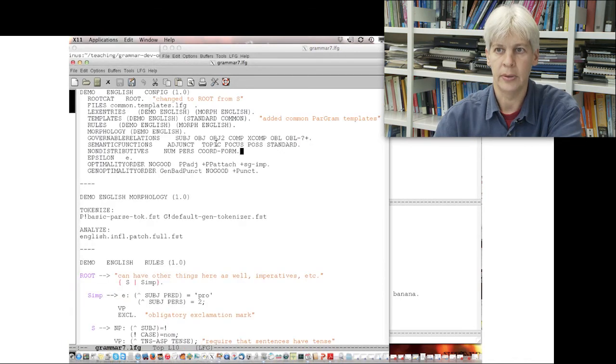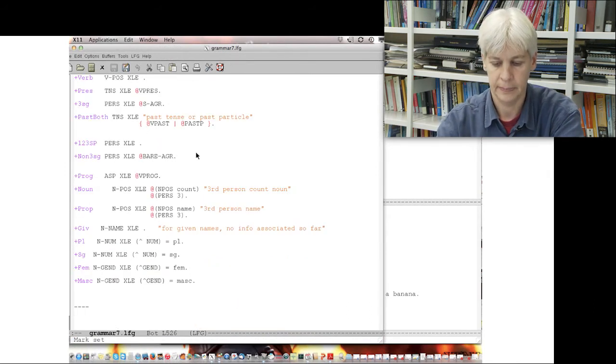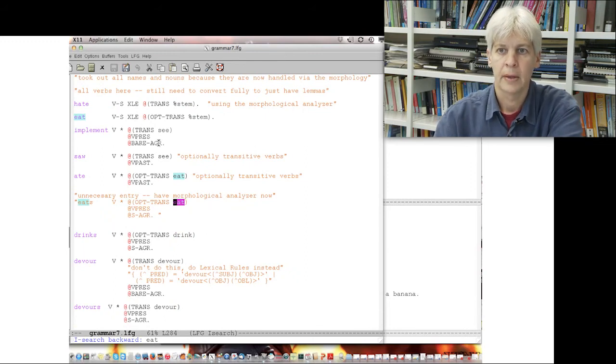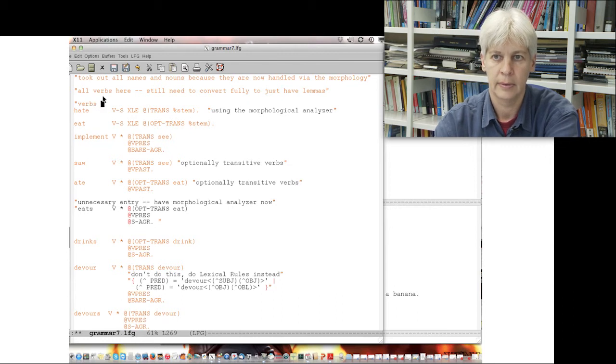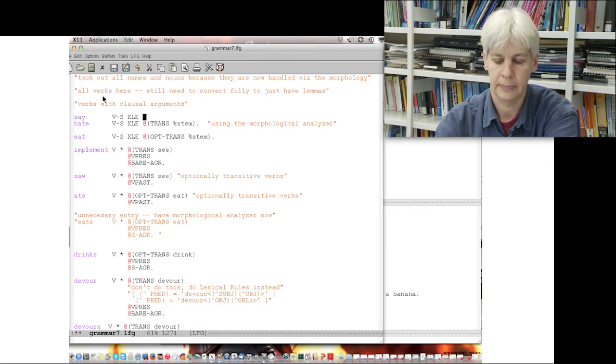Let's think about what to do there. So let's start with an analysis for "say." Let's go back to our analysis for "eat." Okay, so we need verbs with clausal arguments. And we're going to have an entry for "say." We're going to use the morphological analyzer, so we're going to call it a verb stem, XLE.